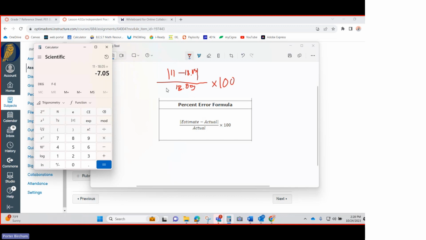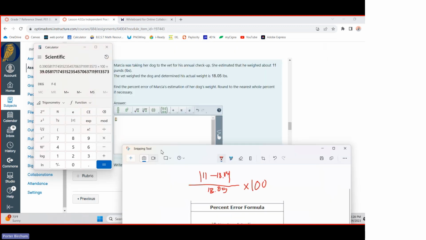Equals, but we are doing absolute value. So if it's a negative, that turns it into a positive. If it's a positive, it stays positive. But if it's a negative, it flips into a positive. So positive 7.05 divided by 18.05 equals, times by 100 equals 39 point something. What do I round to?